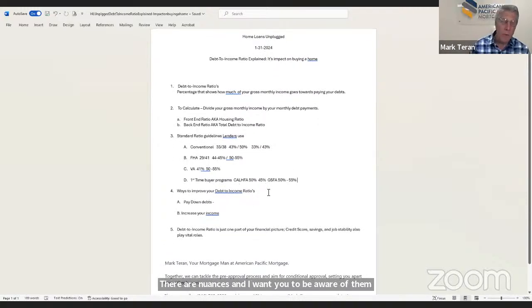Now, ways to improve your debt to income ratio.